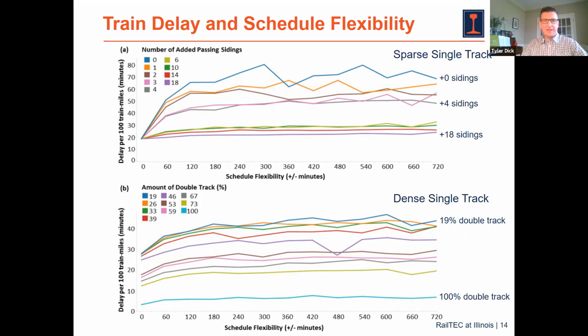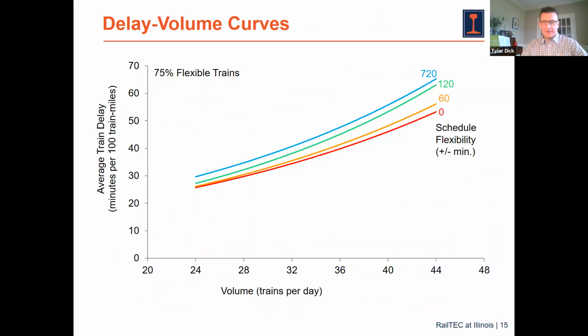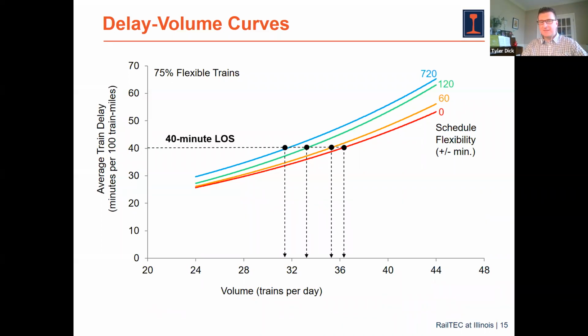We can take that result relating schedule flexibility and train delay and replot it for different volumes. What we find is we can get delay volume curves that shift upward for increasing train delay as we increase our schedule flexibility. If we set a level of service and define our capacity, we'll see that as we increase our schedule flexibility, the allowable volume, or the capacity of our line, decreases according to those delay volume curves that are established for an amount of schedule flexibility on the line.